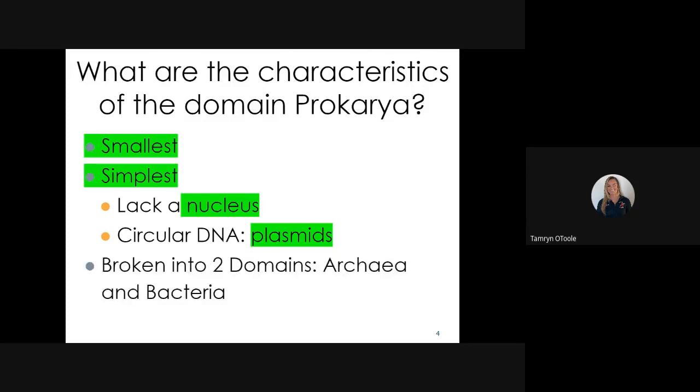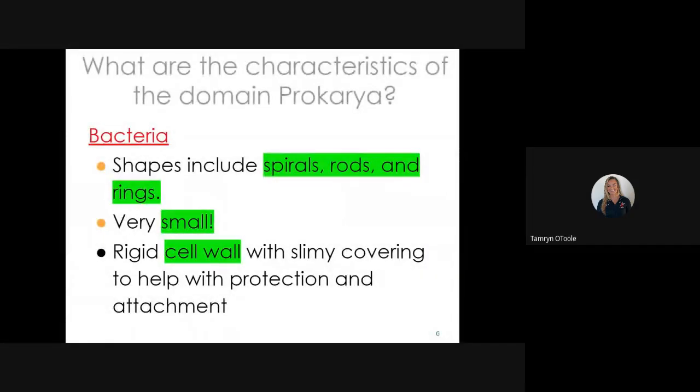All right, some of the characteristics of our bacteria. We have some different types of shapes, and we're going to see this with our microscope lab tomorrow. So these shapes include things like spirals, rods, rings, and they are very, very small. So when we talk about bacteria, we're talking about super small organisms. They have this rigid cell wall with this slimy covering that helps it to remain protected and helps it to attach to other organisms and surfaces.